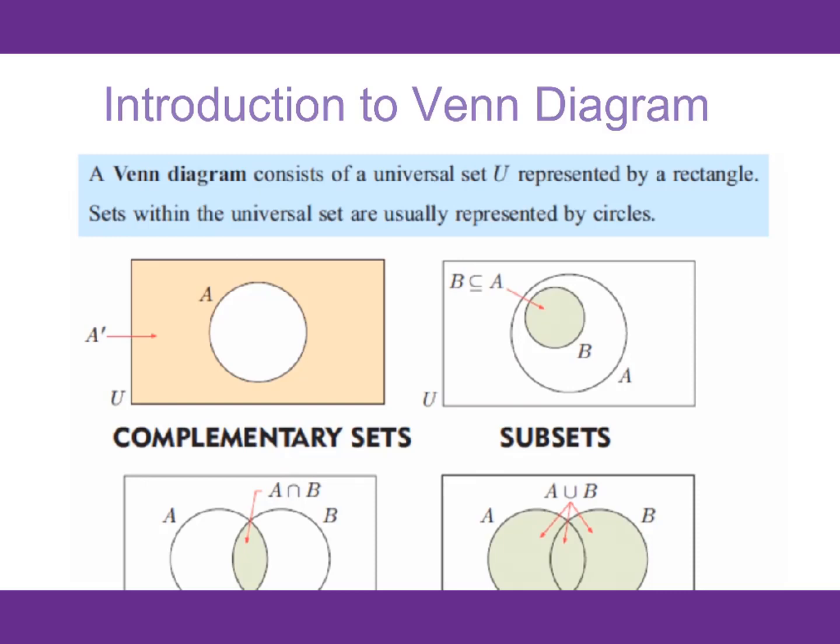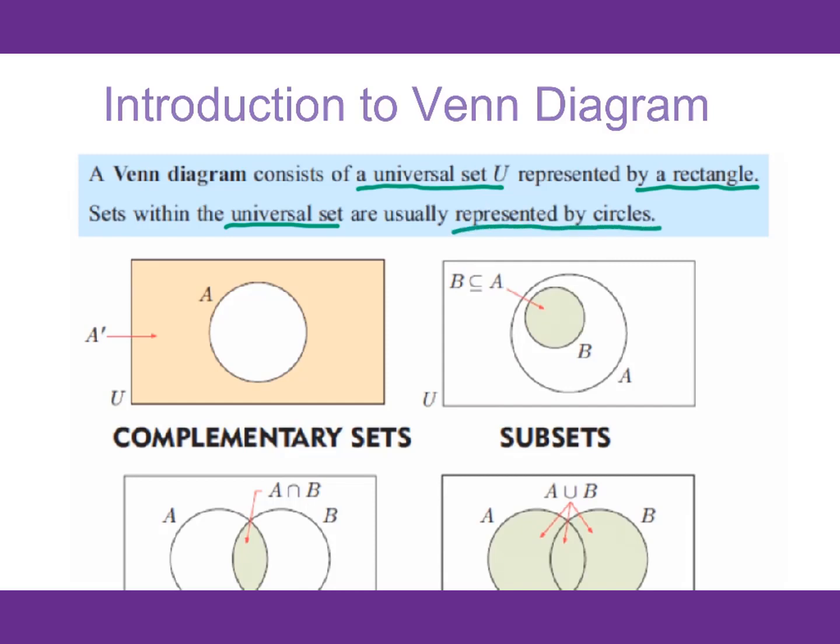This video is about an introduction to Venn diagrams. A Venn diagram consists of a universal set U represented by a rectangle. Sets within the universal set are usually represented by circles.